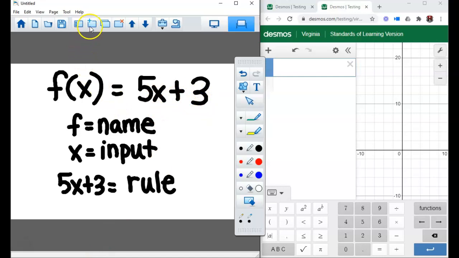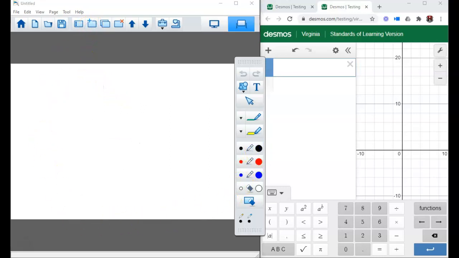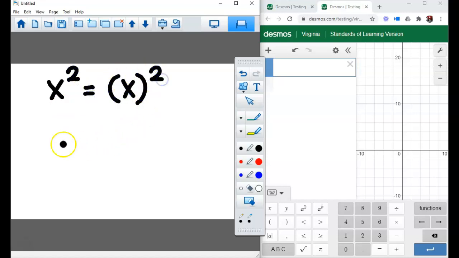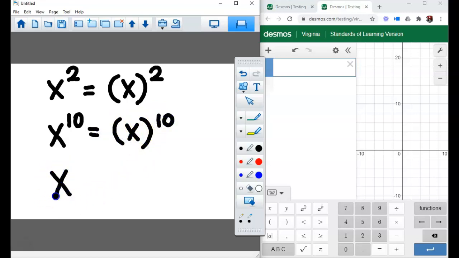Now, what we discussed yesterday is that to do these problems on the calculator, there are certain times that you are going to have to add parentheses. So we add parentheses when x is raised to any power. So x squared we should write as x in parentheses squared. X to the 10th power we should write as x in parentheses raised to the 10th power. X to the 75th power we should write as x in parentheses raised to the 75th power.